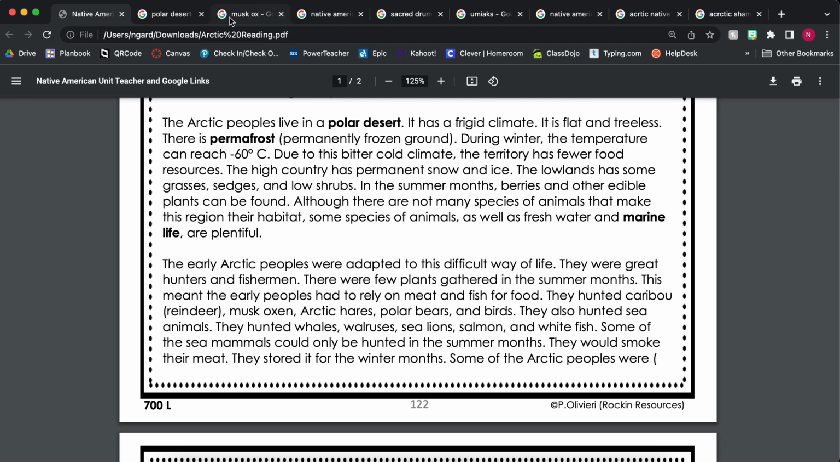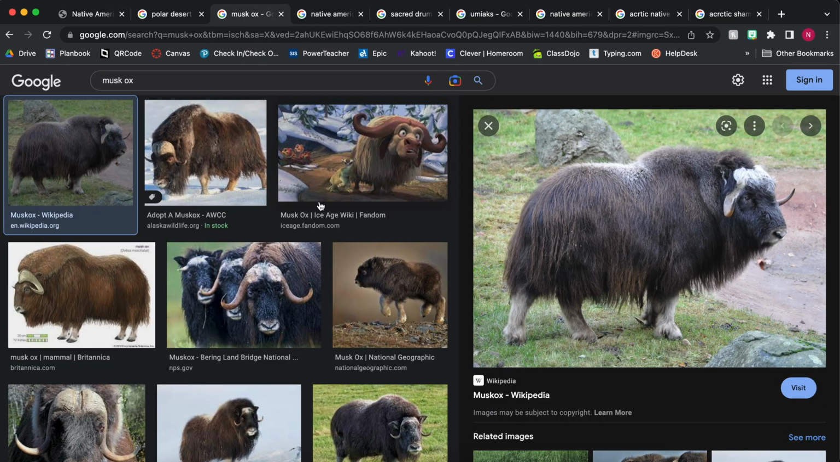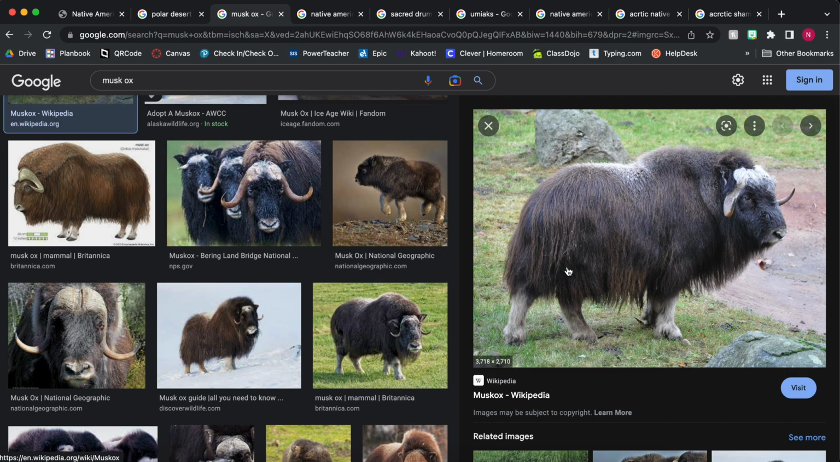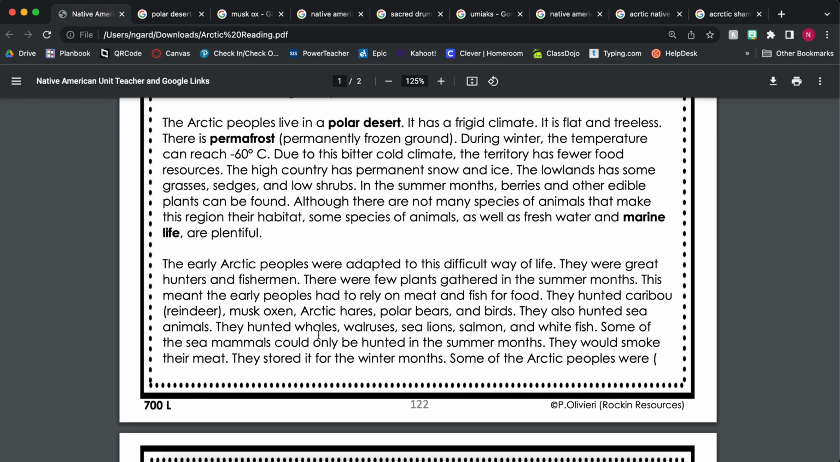Musk oxen, which I've got a picture of because I just think they're kind of cool looking. It's almost like a cross between a ram, like a sheep, and the bison that we talked about, or a buffalo, right? Just kind of interesting looking little animals, but they almost look like they're built for really cold weather, right? These animals that we're going to be talking about are definitely built for cold weather. Arctic hares are like rabbits, right? Polar bears, different kinds of birds that can survive in the really cold climate.